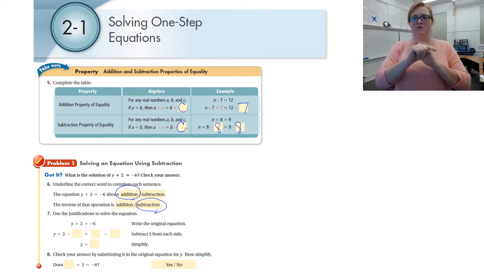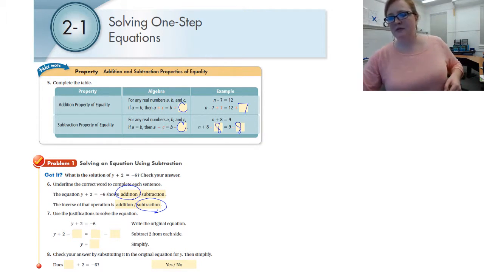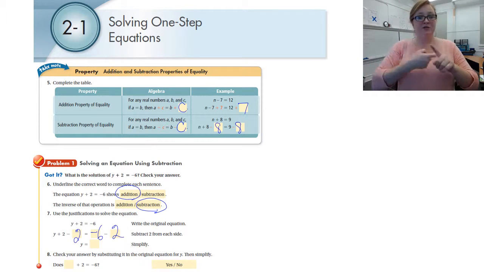Y plus 2 equals negative 6. The justification for that is the original equation. Then you have y plus 2. The opposite of adding 2 to y is subtracting 2, and it has to happen on both sides. Subtract 2 from each side. You are using the subtraction property of equality.